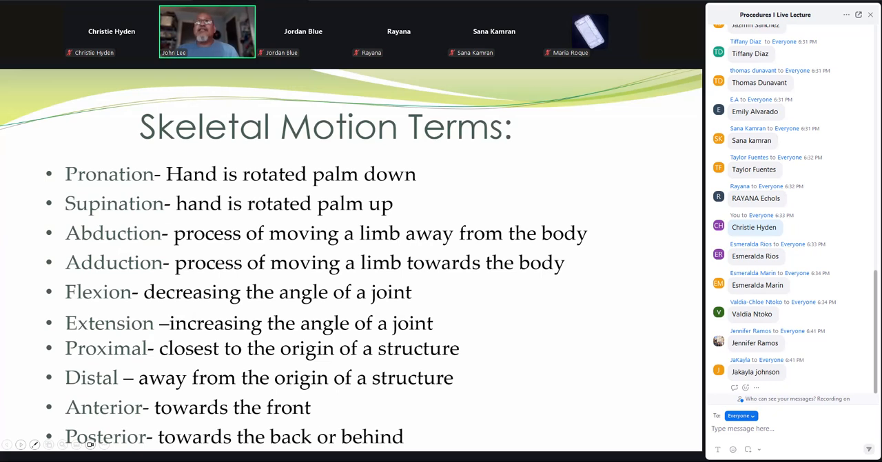Flexion is when we decrease the angle of a joint, and extension is when we increase the angle of a joint. So an arm at 180 degrees, we decrease it, that's flexing. Bent at 90, extending would be going up to 180 degrees. Proximal, of course, is closest to the origin of a structure. Distal is the portion away from the origin. Anterior is towards the front, posterior towards the back or behind.